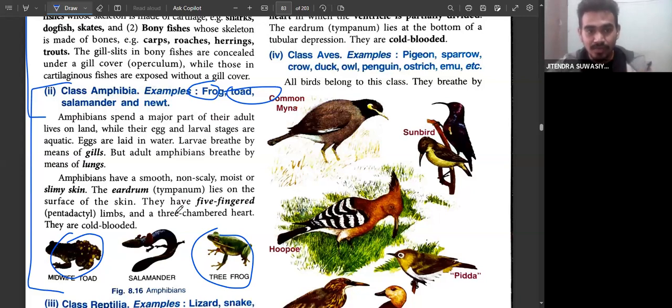But adult amphibians breathe by means of lungs. So these are two different things presented in the same animal. Sometimes it has gills also, and sometimes it has lungs also. They have developed organ systems so that they can live inside the water, and they can live outside the water as well.